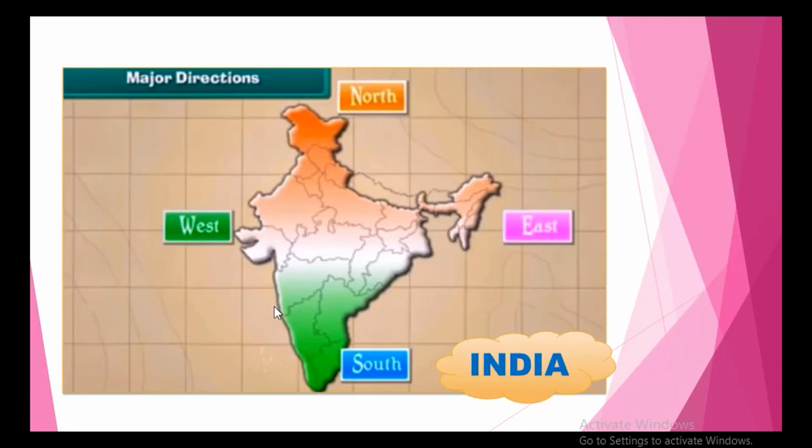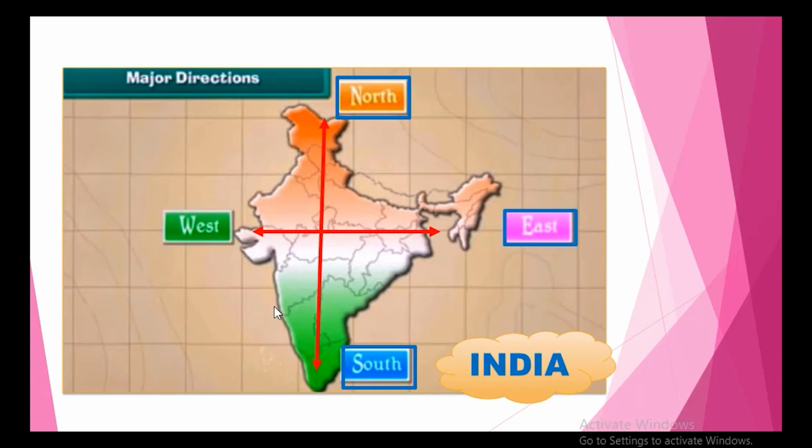Now look at this picture. Students, have you seen the map? Yes, this is the map of India. In this map, the topmost point shows north, the bottom point shows south, the right hand point shows east and the left hand point shows west direction.